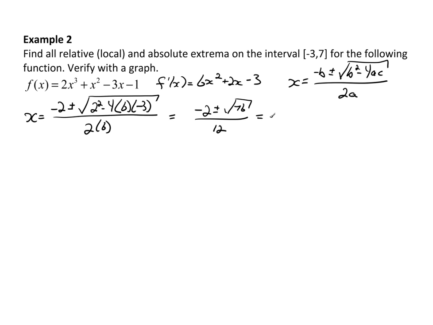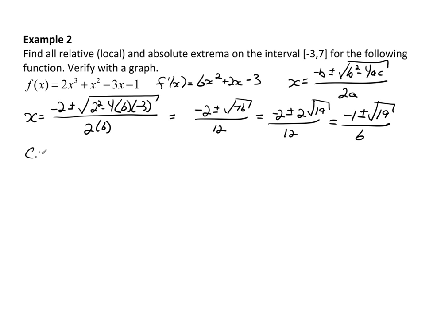I can simplify this. This is negative 2 plus or minus 2 times the square root of 19 over 12. Obviously, I can factor a 2 out and do some cancellation. So this is negative 1 plus or minus the square root of 19 over, when that 2 comes out, it cancels into the 12, that'll give me 6.